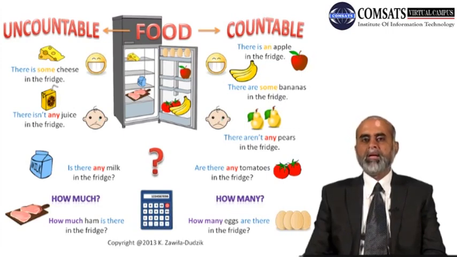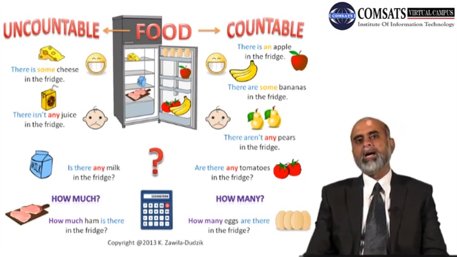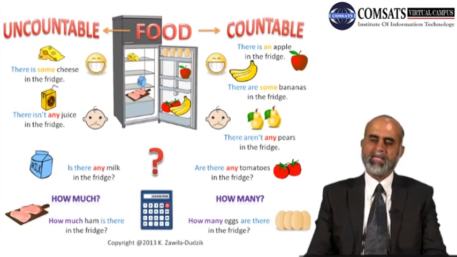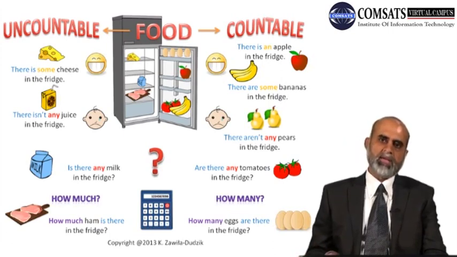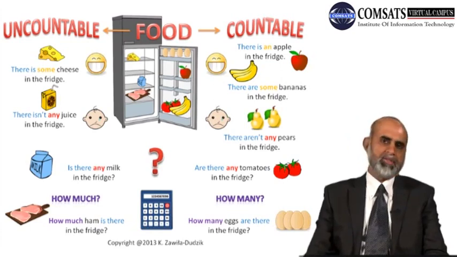And remember, a countable noun is a noun that can be counted. That means we can use 1, 2, 3 with it in English. Sometimes a noun which is countable in Urdu might not necessarily be countable in English. For example, in Urdu we can count chapatis. We can say एक चपाती, 2 चपातियाँ, 1 रोटी, 2 रोटियाँ, 3 रोटियाँ. But in English we can't say 1 bread, 2 breads, 3 breads. That will be unnatural English.